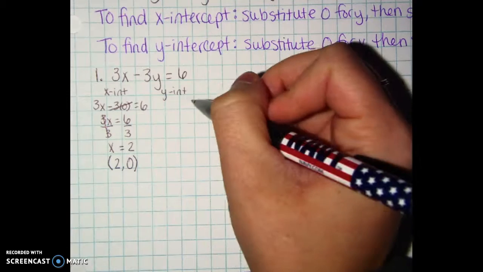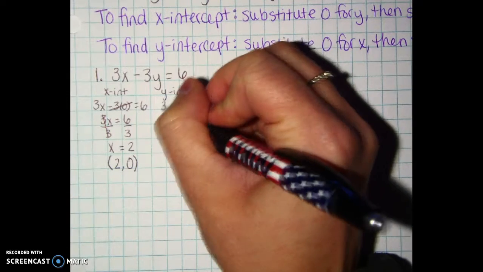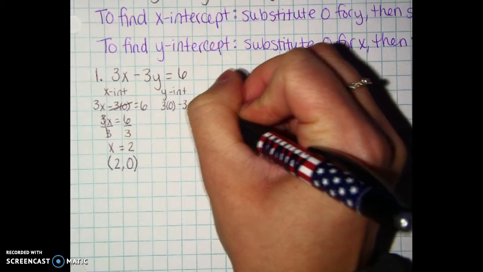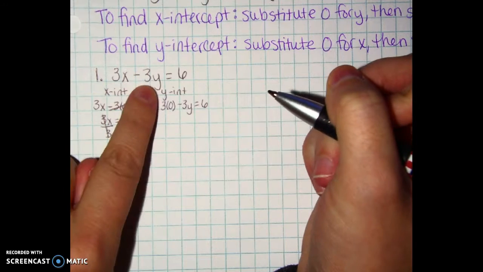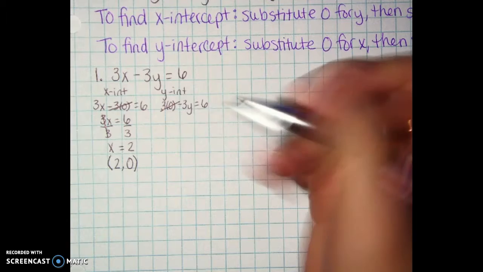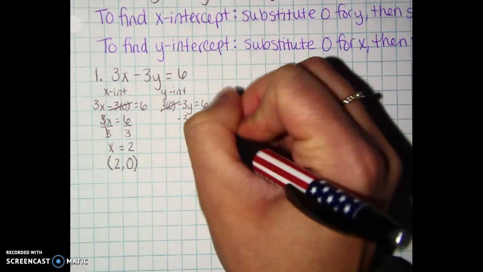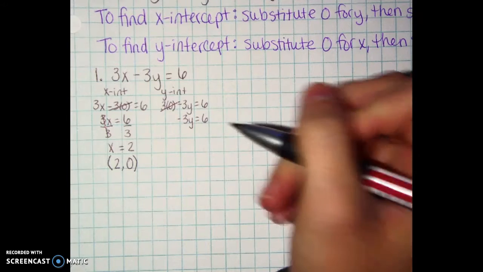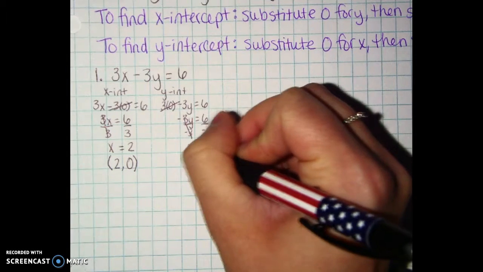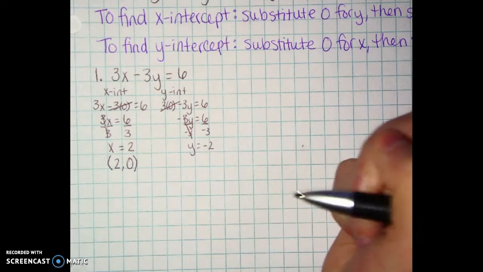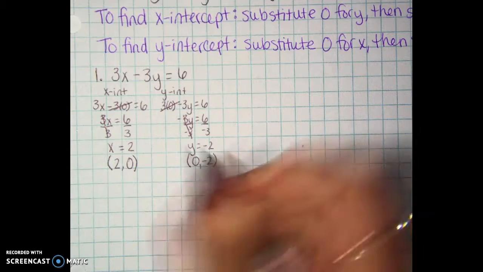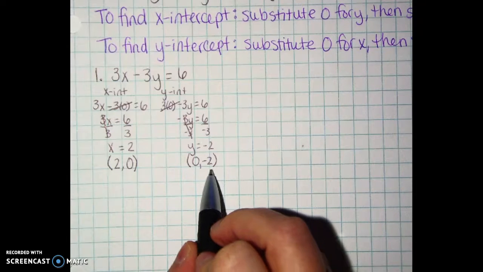So for the y-intercept, I plug in 0 for the x. So that's 3 times 0 minus 3y equals 6. I'm just taking it from this equation up here. 3 times 0 is gone because it's just 0. That leaves me with negative 3y equals 6. Divide by negative 3. Y equals negative 2. And so this point is 0, negative 2. I plugged in 0 for the x, and y is negative 2.